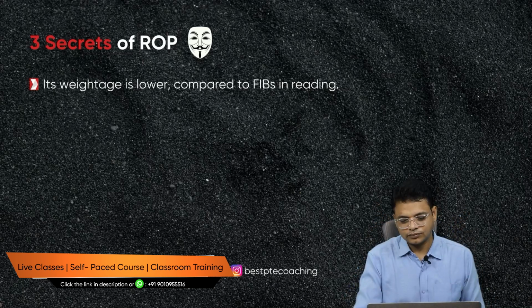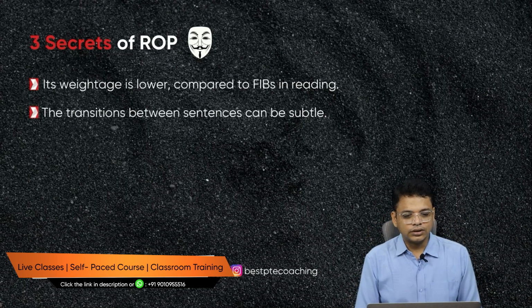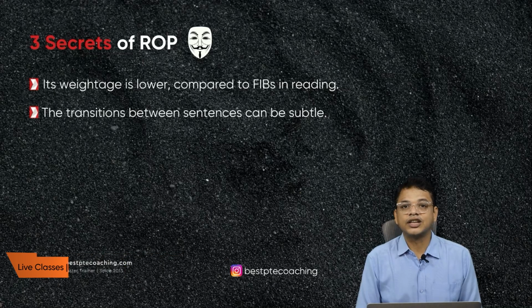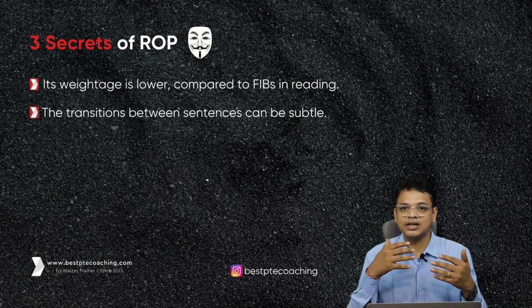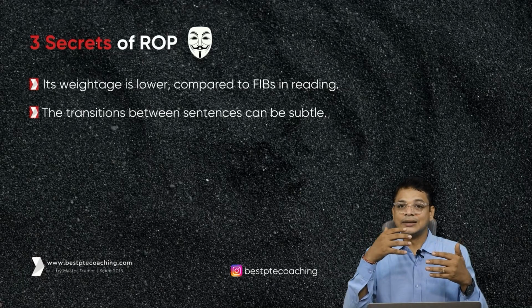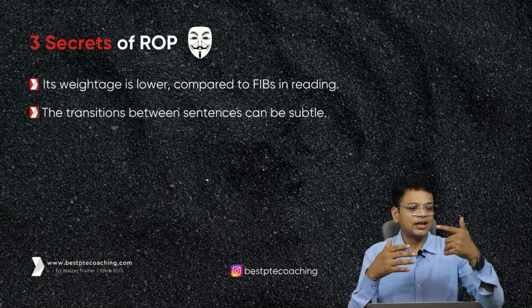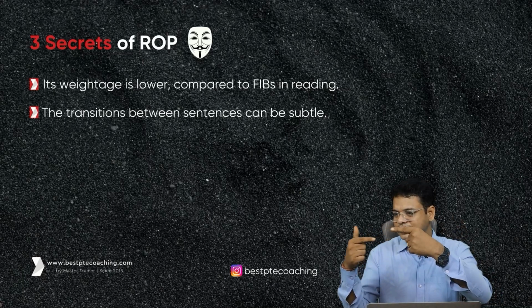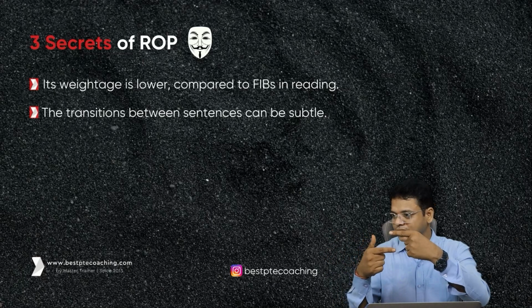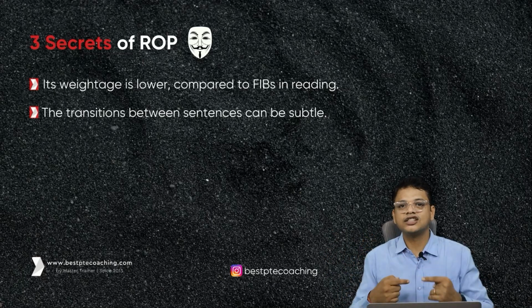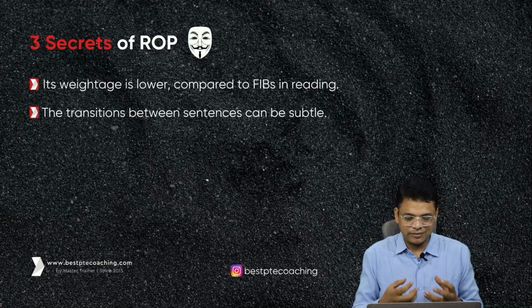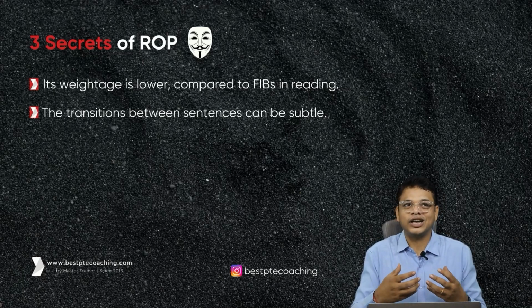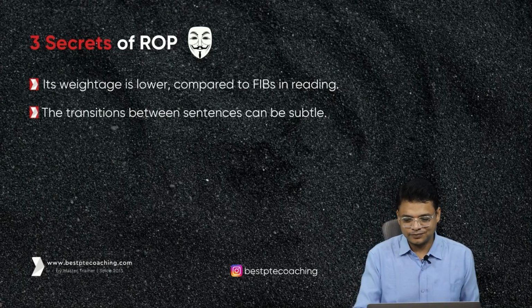Number 2, the transitions between sentences can be subtle. When you are rearranging the jumbled sentences, the differences between sentences can be subtle. After selecting one sentence, this sentence looks suitable, the other sentence looks suitable, unless you clearly read, the transitions look very, very same. Basically, you may not sometimes make out if you read it in a subconscious manner.